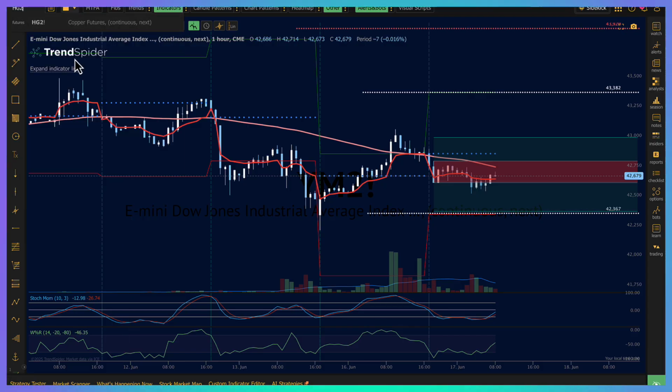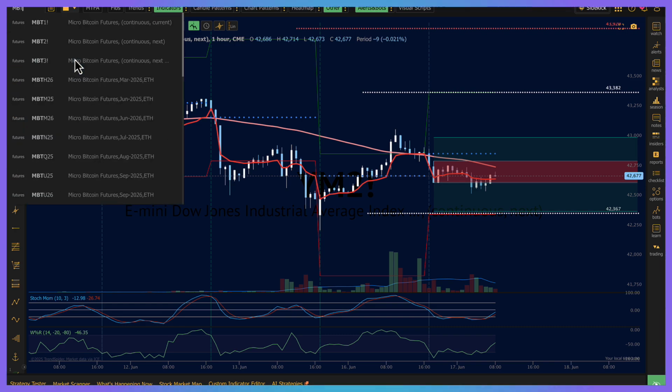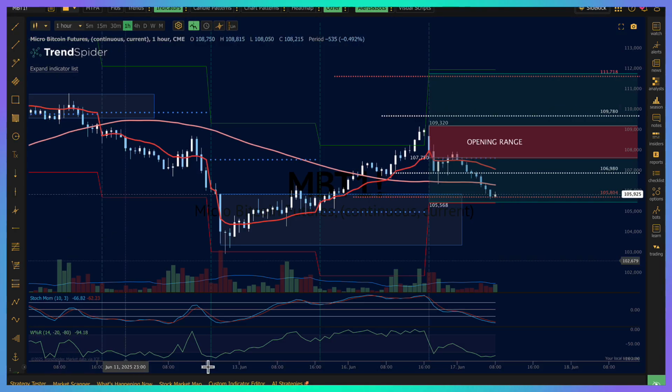Let's take a look at copper. Oh no, we normally do Bitcoin first and then copper. Sorry about that. Bitcoin, wow. Okay, opening range low, 107,750. Opening range high, 109,320. Look at this. It is sitting at the base of the expected move on the weekly, right? That's what these red lines are.